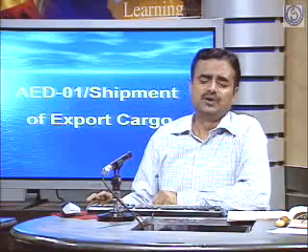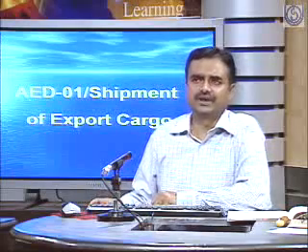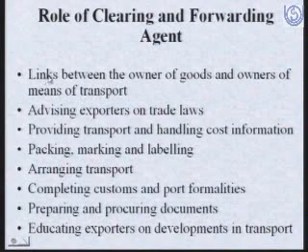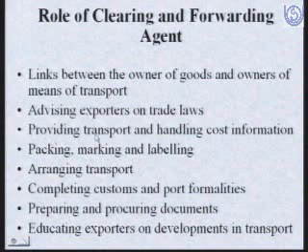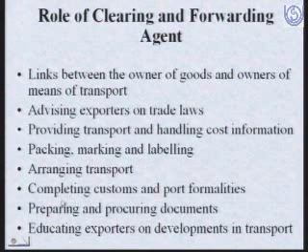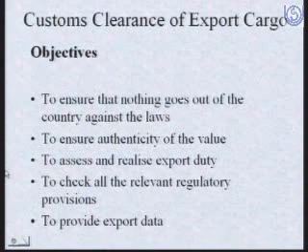Now the next is the role of the clearing and forwarding agent. After the quality control, you hire an agent known as a clearing and forwarding agent. Clearing and forwarding agents are basically links between the owners of goods and the owners of means of transport. They advise you on the exporter's own trade laws. They provide you transport and handling cost information. They provide you packing, marking and labeling information and how to do that. They arrange your transport. They complete customs and port formalities. They prepare and procure your documents, and they keep on educating the exporters on developments in transport.